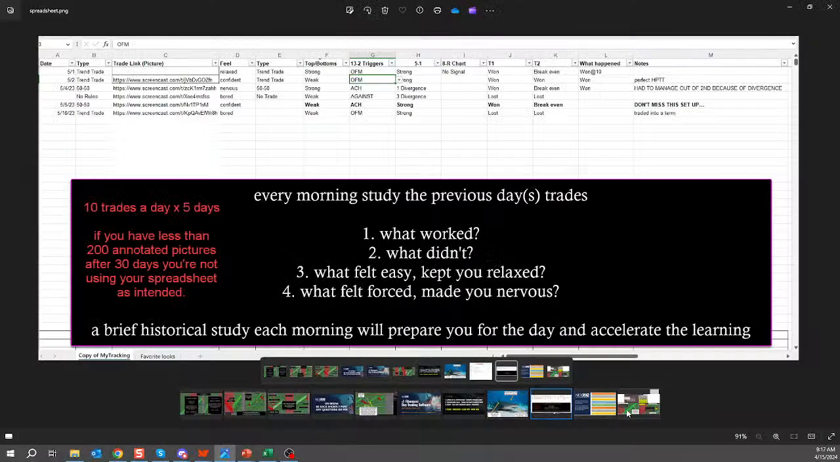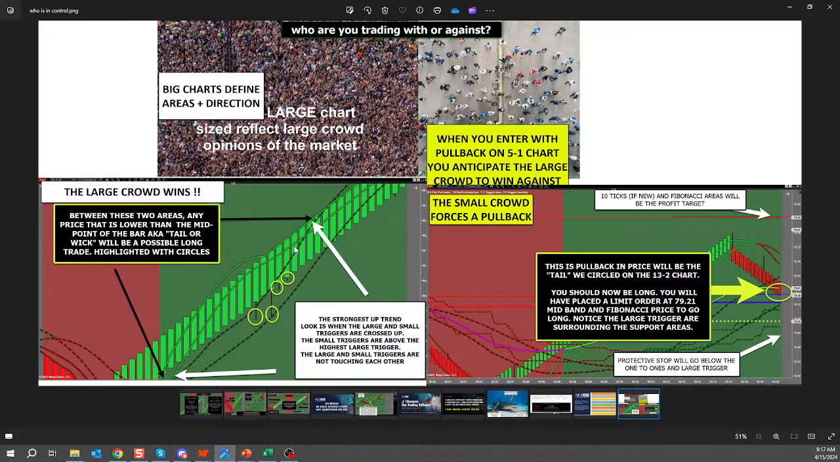And the reason that I do that, the large chart is the large crowd. Large crowd determines which direction the market is going. The large crowd is going to determine whether or not there is momentum in that direction, and then they're also going to react to areas. And the large crowd leads the way. The large chart leads the way.